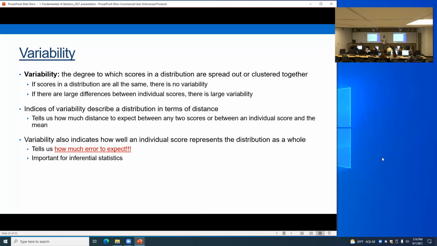Can you have variability also in review papers, like a systematic review analysis or something? What's this now?